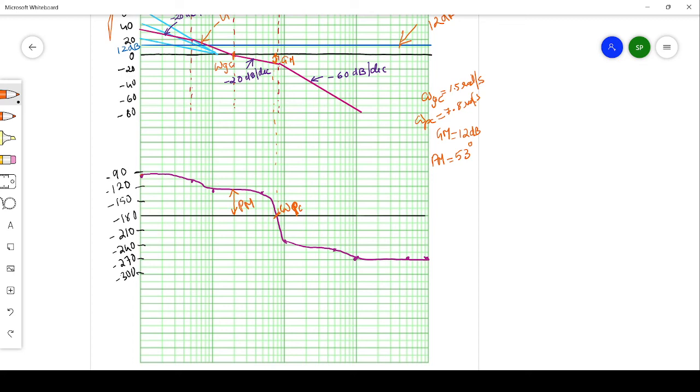Try to take as many close-up points as possible so that the plot can be drawn smoothly. Here I have not taken very close points, but if you take very nearby points, then the plot becomes more smooth. Then join these points by a smooth curve, and you will get the phase angle plot. So now our magnitude plot is done, and the phase angle plot is also done.